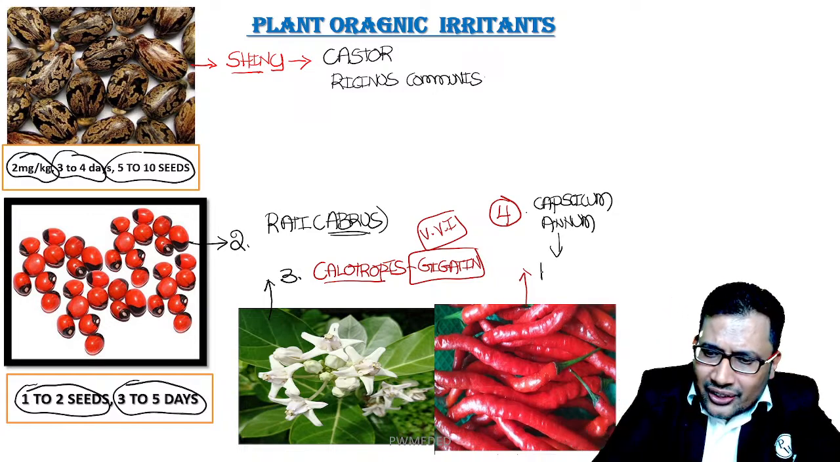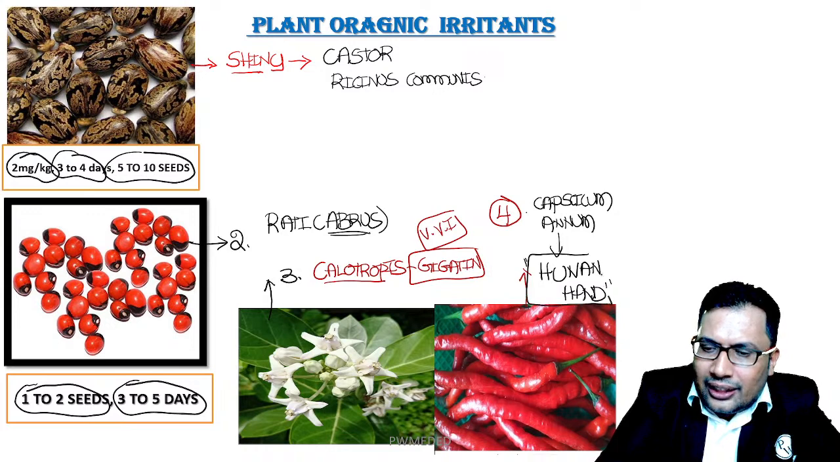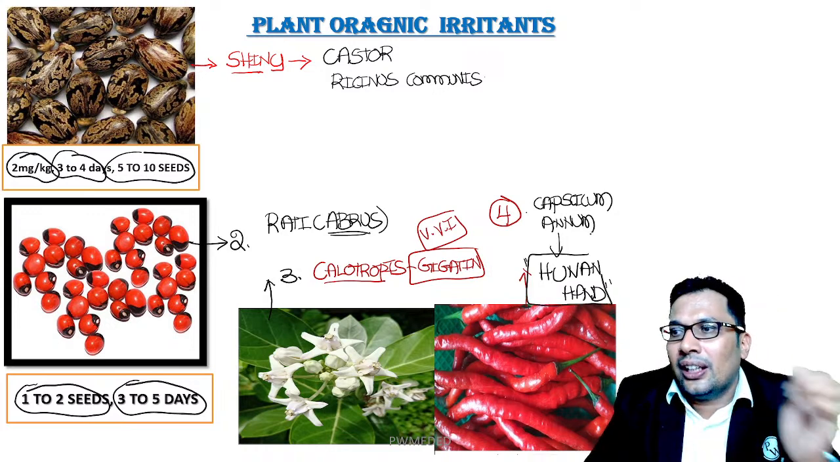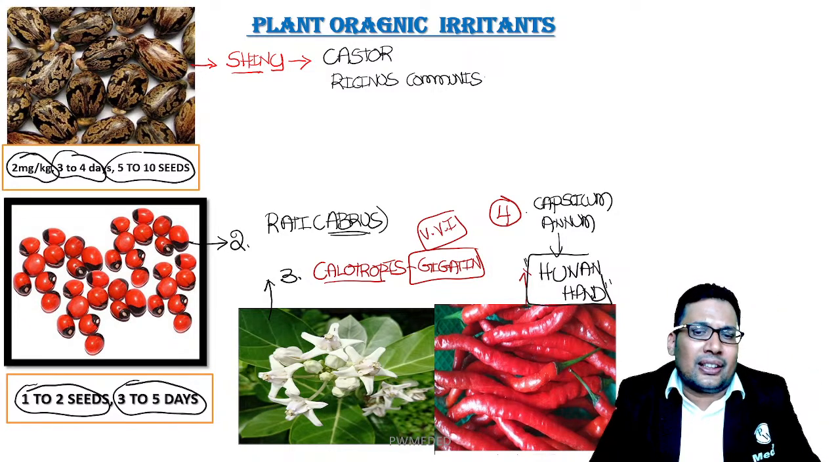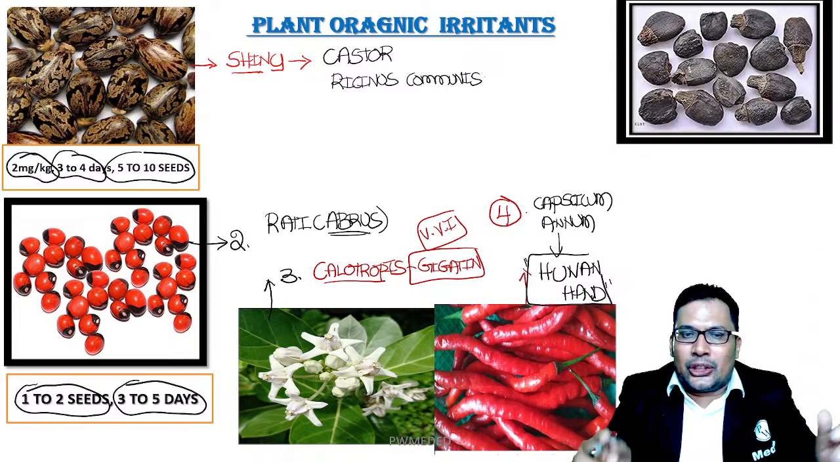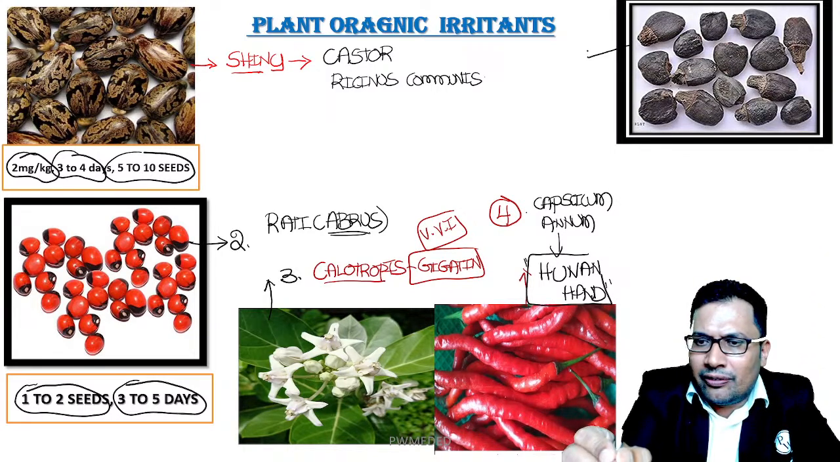Remember, this is a very interesting name: Hunan hand. It is known as Hunan hand. Not human hand, beta, it is Hunan hand. This is a question asked in the exam. Next, the sixth one we already discussed. So this is the fifth one.